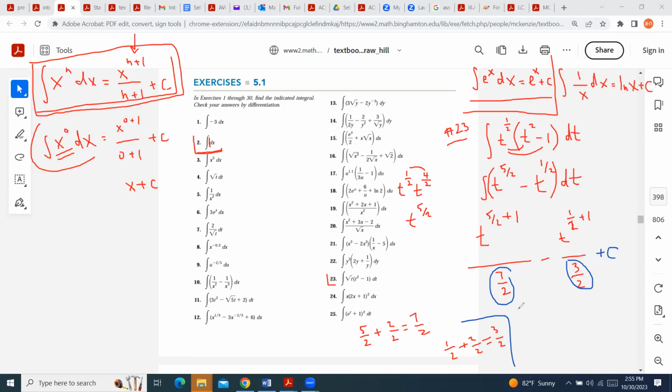So anyway, 7/2. We have to flip this and it'd be 2/7. Whenever you divide by a fraction, you actually multiply by its reciprocal. And t is still raised to the power of, we already know what it is, 7/2, because we just added. Analogously with the next one, we flip that 3/2 and get 2/3, and then t is raised to the power of 3/2.